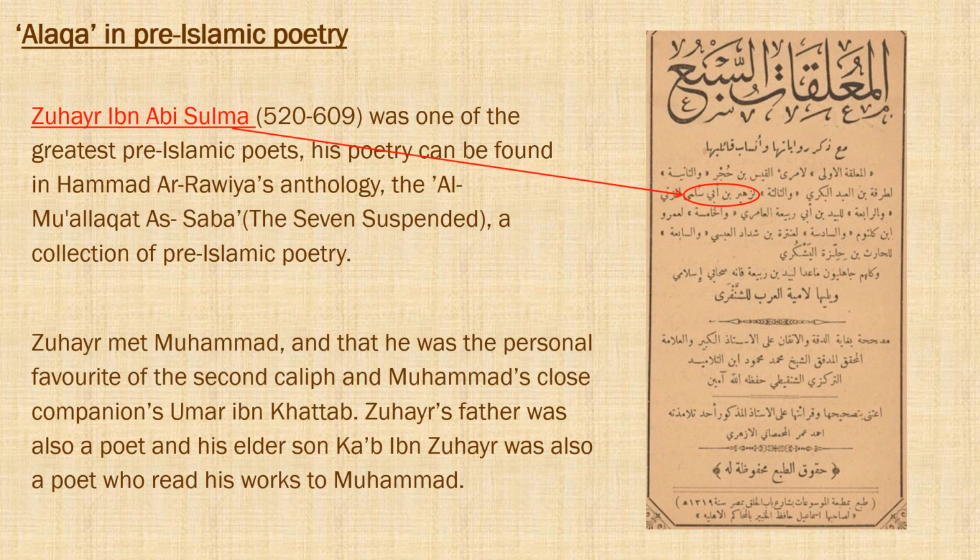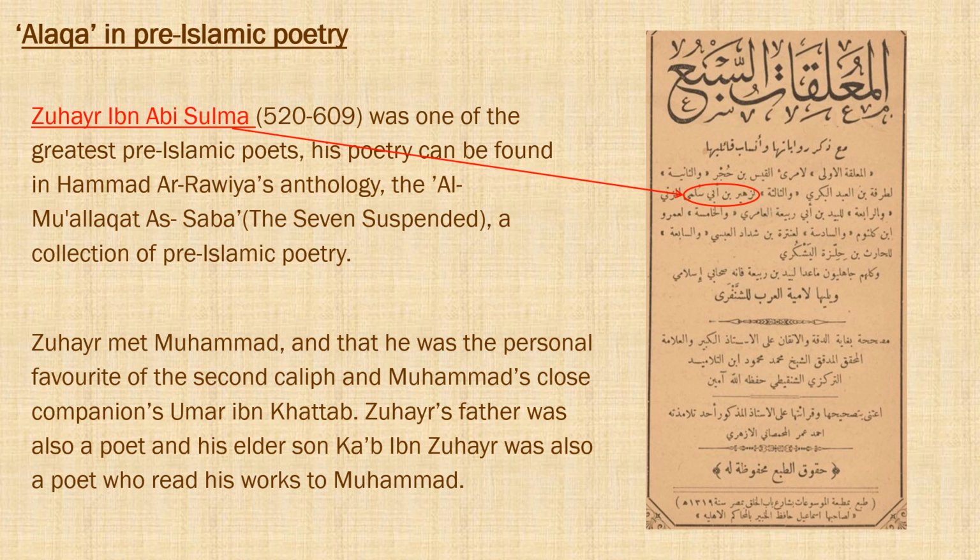If the evidence just cited was not compelling enough for the Quran miracle seekers, who still insist that the word alaqa, or blood clot, which is mentioned in the Quran, is of wondrous and scientific value in relation to embryology, consider the works of Zuhair ibn Abi Sulma, who was one of the greatest pre-Islamic poets. His works are cited in this work. His poetry can be found in Hamad al-Rawiya's anthology, the Mu'allaqat, a collection of pre-Islamic poetry.